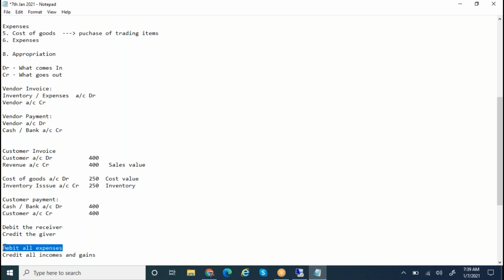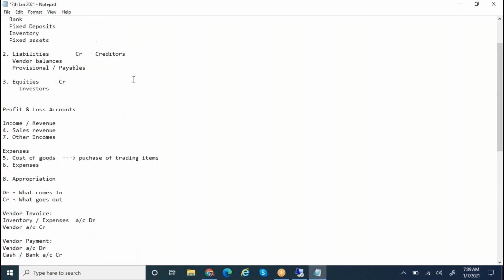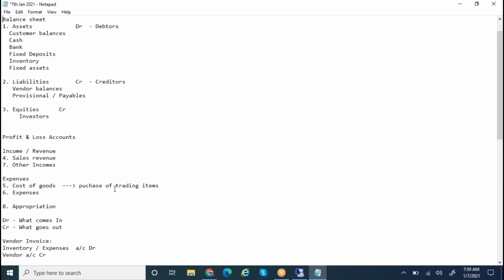Okay. Debit the expenses. As I told you here, this is debit the expenses. Expenses are always debit balances. Credit the income. So I have simplified whatever you said to one rule, to understand, exactly, for everyone to understand.